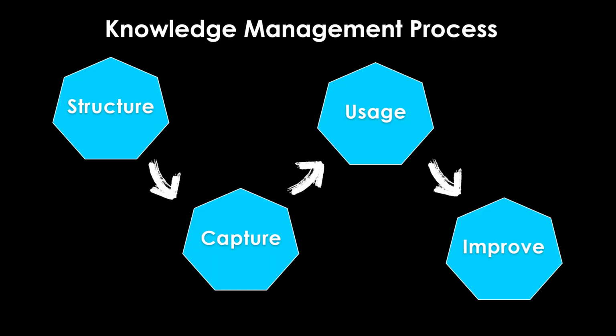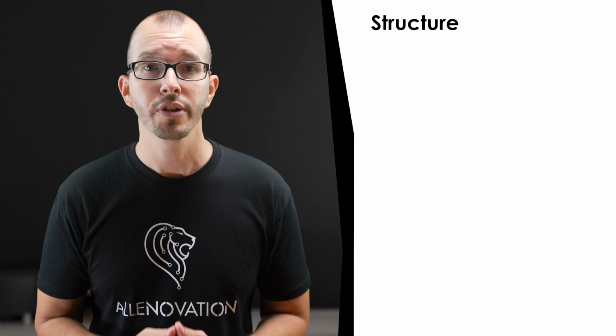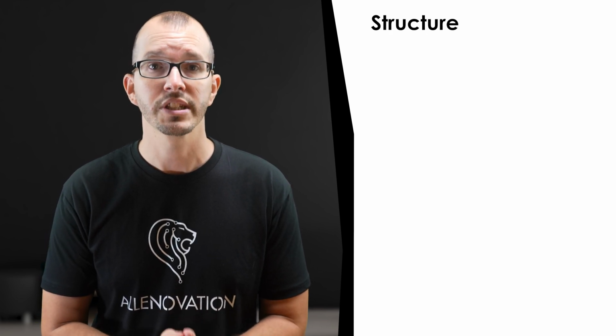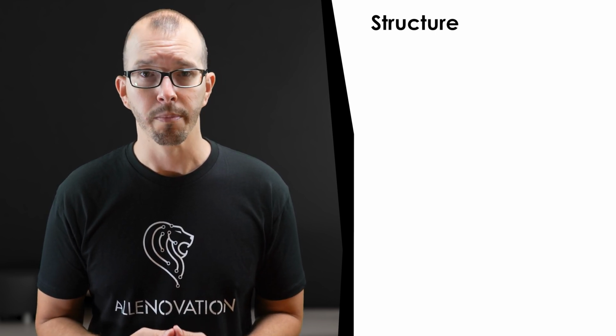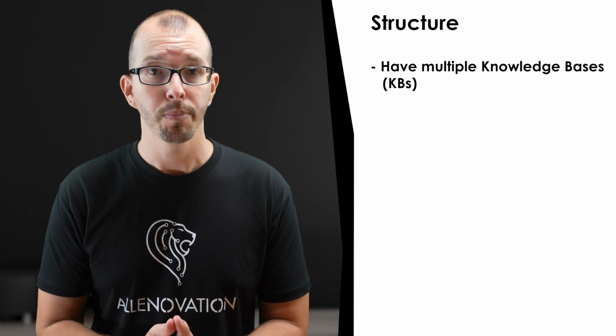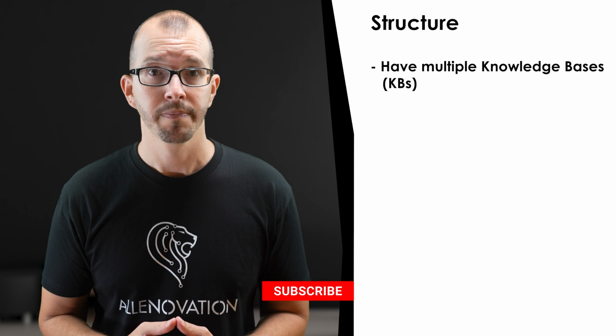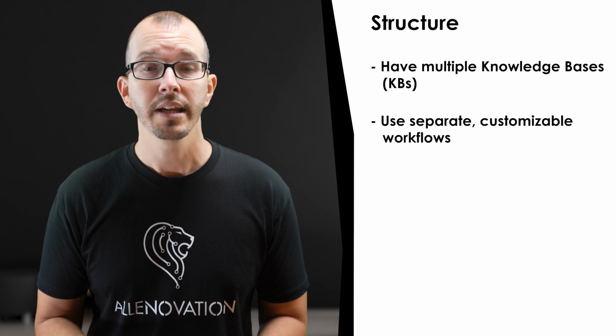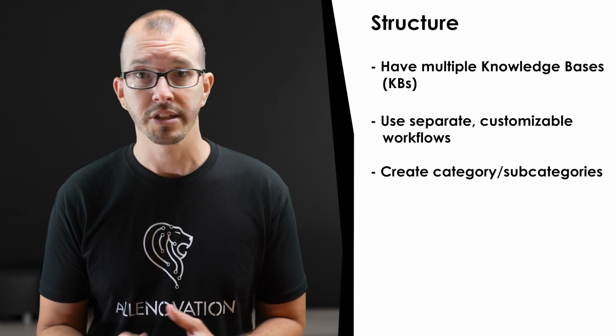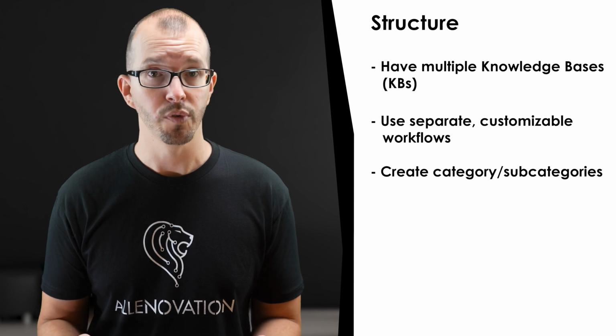The overarching process for knowledge management centers around these 4 main topic areas: structure, which leads to capture, which leads to usage, and then improvement. When we talk about structure, we're referring to the way that you could structure knowledge within ServiceNow's knowledge management application. To start, it's important to know that the platform provides the ability to have multiple knowledge bases, otherwise known as KBs, to use separate customizable workflows for each KB, and it provides the ability to create a category and subcategory structure with any number of levels.